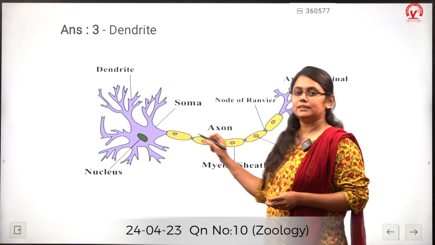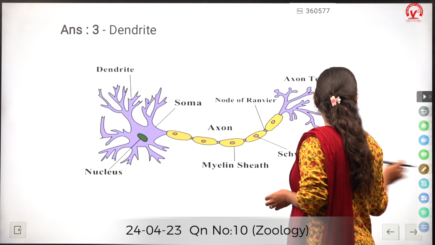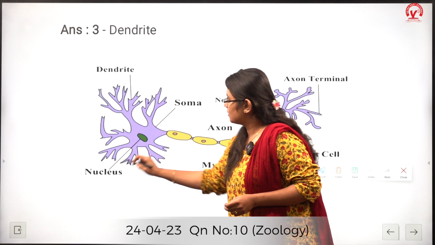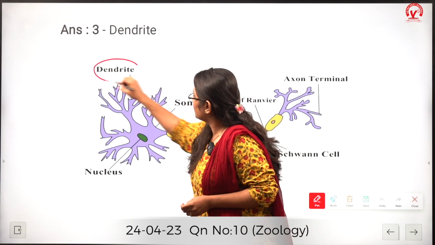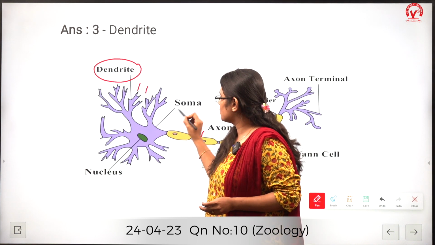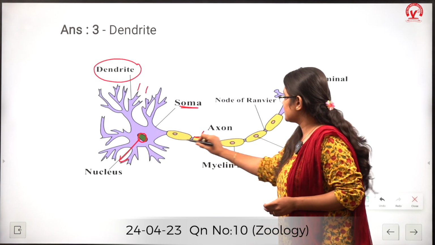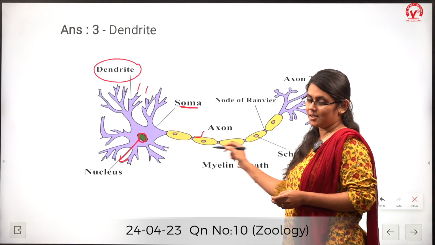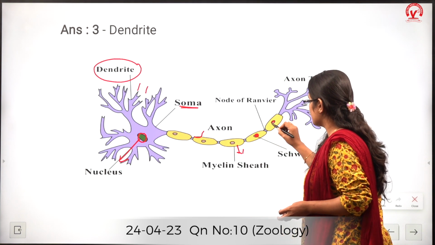So here this is the structure of a neuron. A neuron is divided into 3 important parts: the cell body or soma, the dendrites and the axon. So here the branched part is called the dendrite. The cell body, also known as soma, contains the central nucleus. This is the axon part. The axon has a myelin sheath. This is a myelinated neuron, so it has a myelin sheath, and this myelin is formed by Schwann cells.